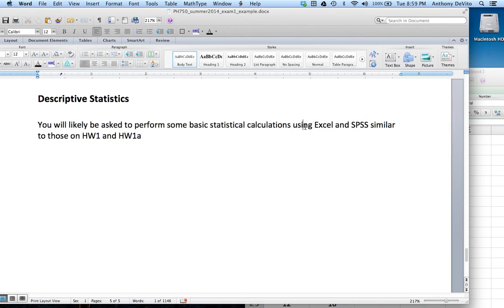Okay, so it will be no more complicated than what you did on homework number 1 and 1A. If you're able to do what was on homework 1 and 1A, you should have no problem with this. The computer's talking to me there. Okay, you should have no problem with that.